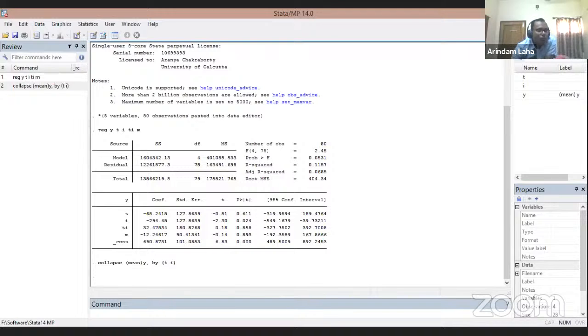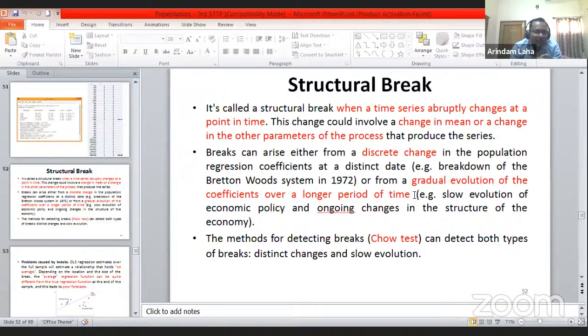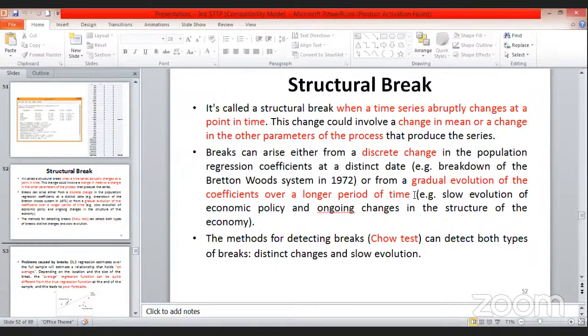Now let us move on to structural break. This is my last topic. I have limited time, so let us have a quick discussion on structural break. Can you see my PPT once again? Yes. Is this PPT visible? Yes, sir.